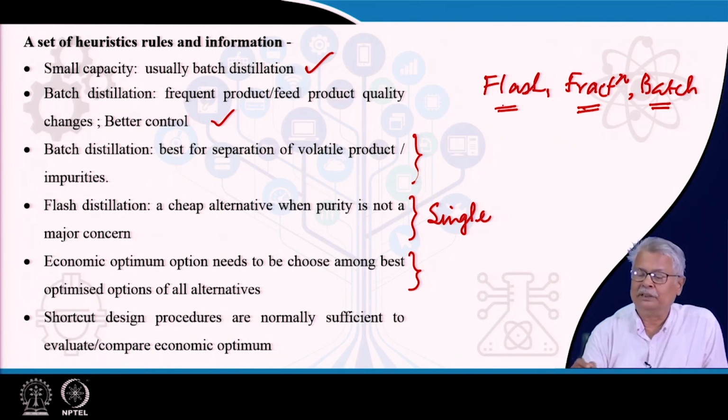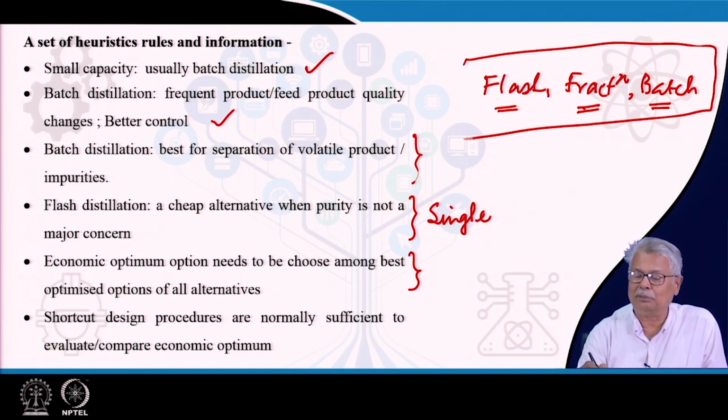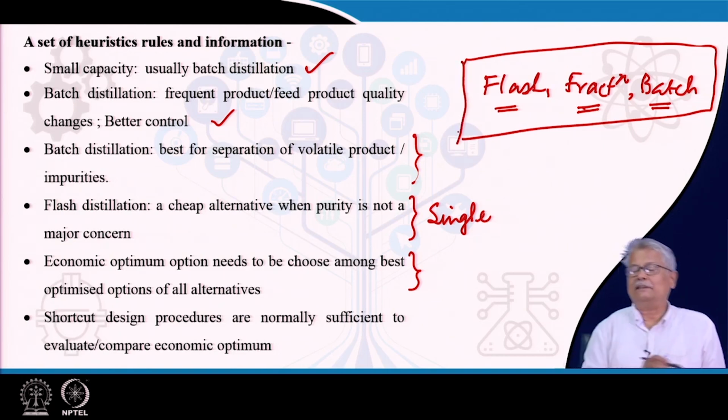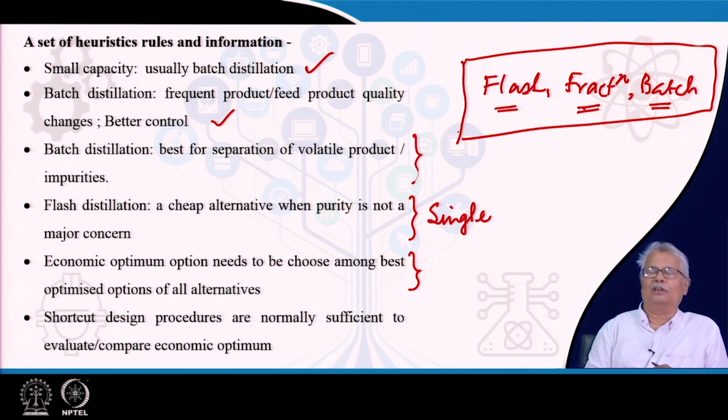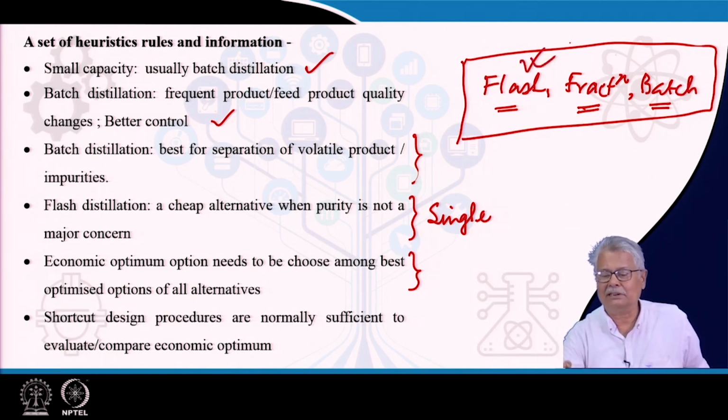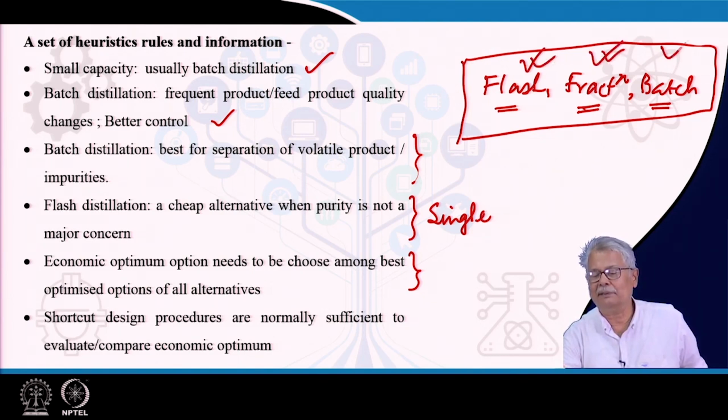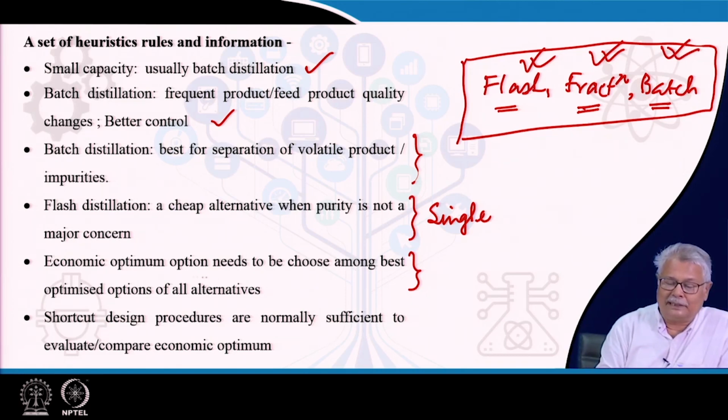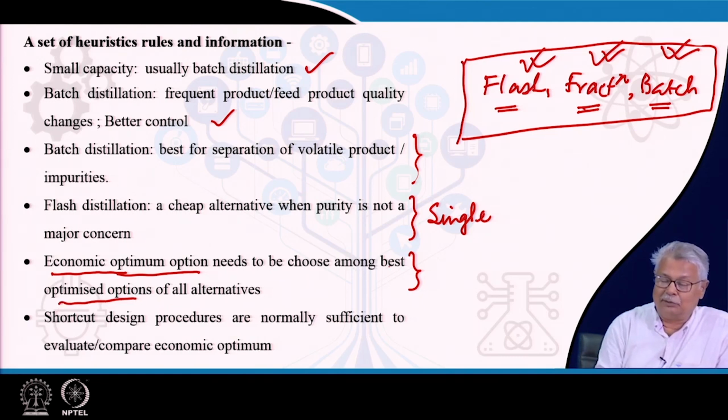But anyway, you have to appreciate at this particular point that if I decide on a fractionator to be designed for a particular separation, there will be an economic optimum design of the fractionator. So, when you look at the best option, you should look at the best economic option of flash, the best economic option of fractionation, and the best economic option of the batch, and then only compare. So, basically the final global economic optimum needs to be chosen among the best optimized options of flash, fractionation and batch.